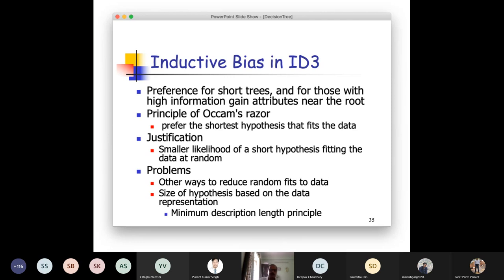And how do you compute the complexity of a hypothesis? That is the challenge. You are considering the depth of the tree, but is it the true measure of complexity? There could be other ways of measuring it. Say, suppose you want to describe a tree. There are some methods of describing the tree. You are encoding a tree, and the code length itself could be considered as the size of the tree.